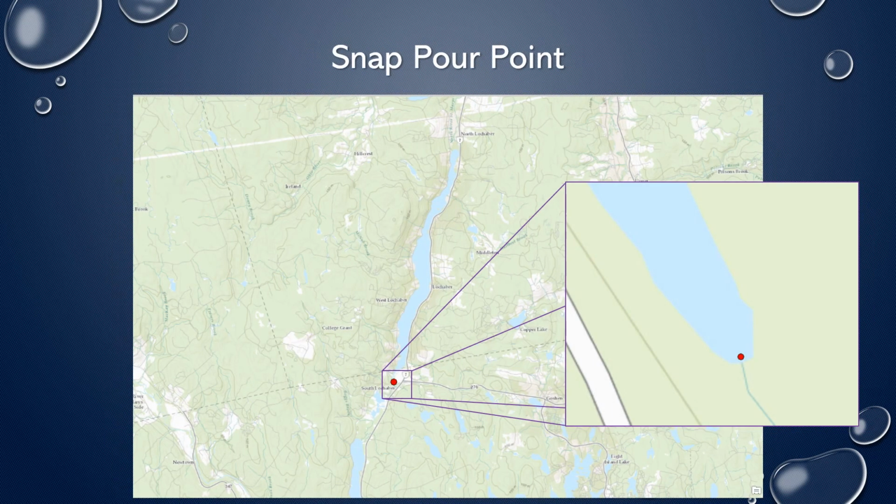A snap pour point is defined as the points at which water flows out of an area, which is the location of the lake outlet for Lochaber Lake. Using the flow accumulation raster and a point layer defining the outlet location, the snap pour point tool snaps this point to the cell of highest flow accumulation within a specified distance.